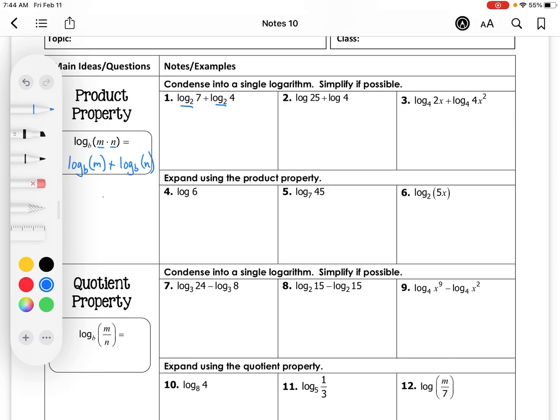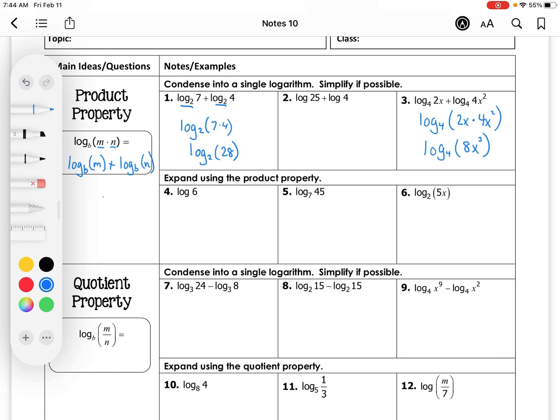Here we have logs, the same bases, being added together. We're going to condense it into just one log with the same base of 7 times 4, and we can simplify that to log base 2 of 28. Skipping on to number 3, same type of deal. We're going to condense it into one log of a log base 4 of 2x times 4x squared, and that makes log base 4, when we multiply that, 8x to the third.